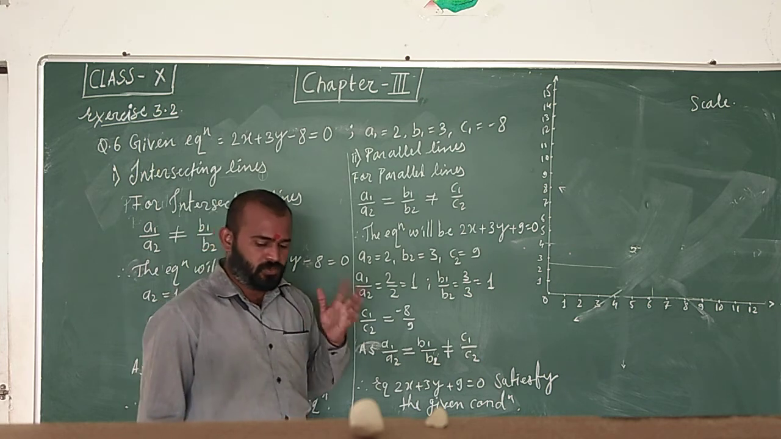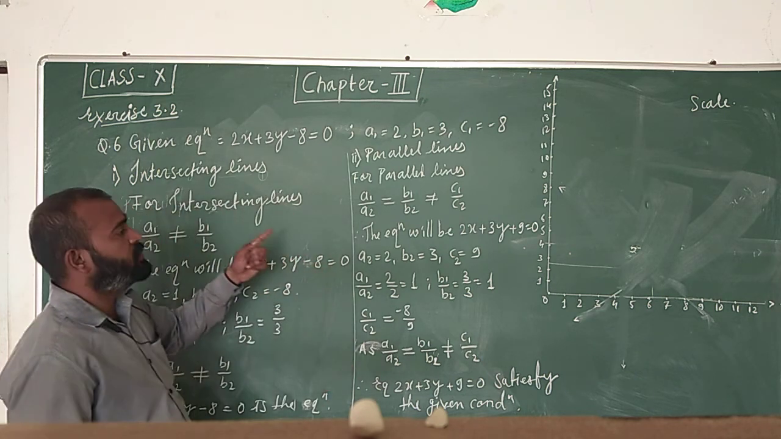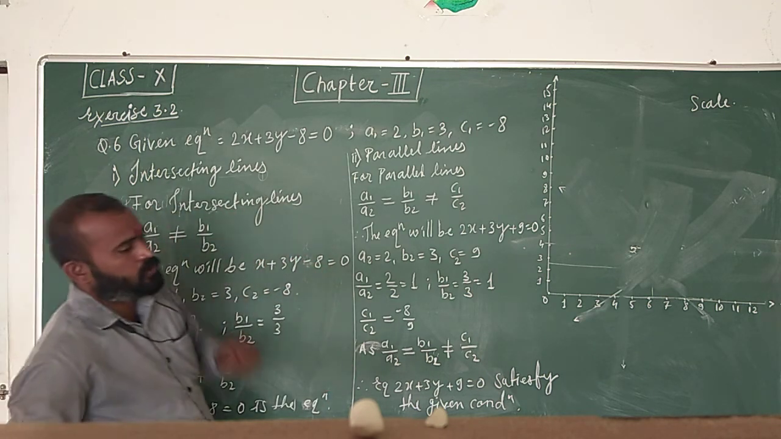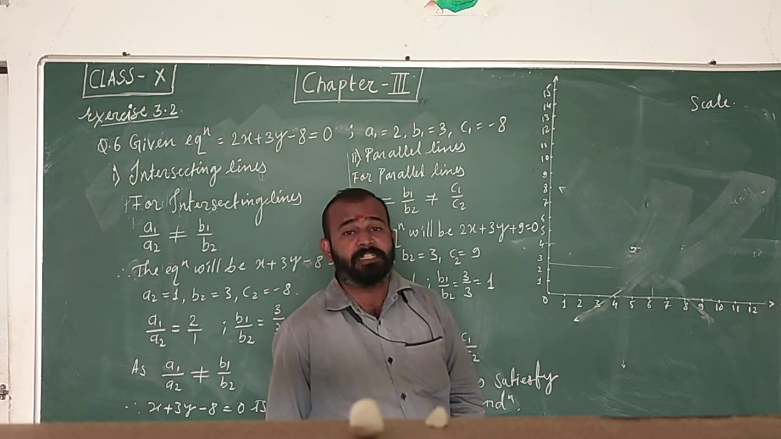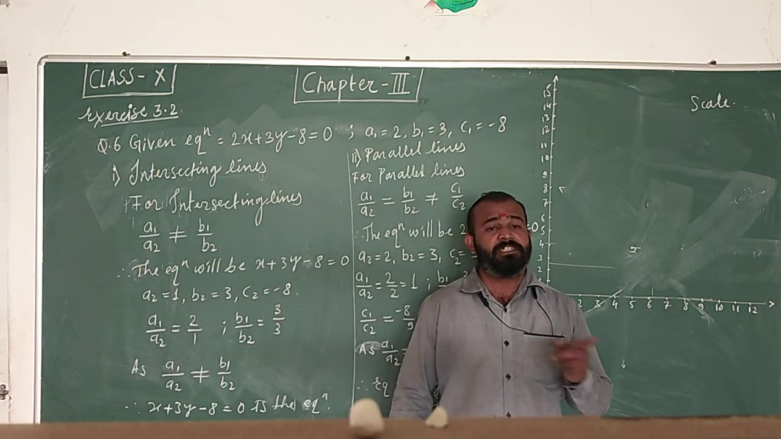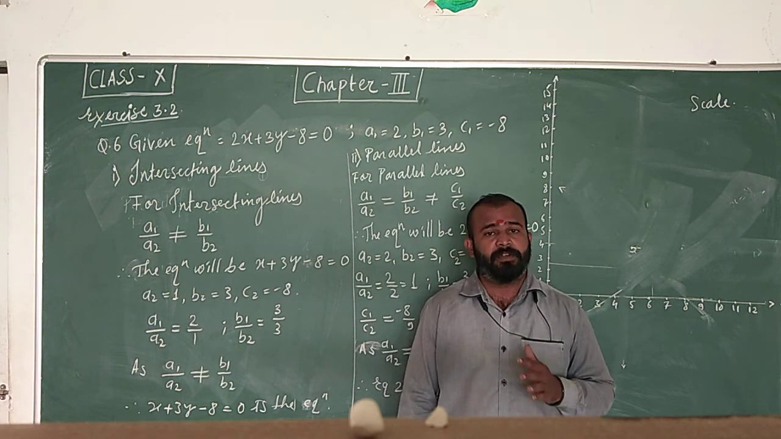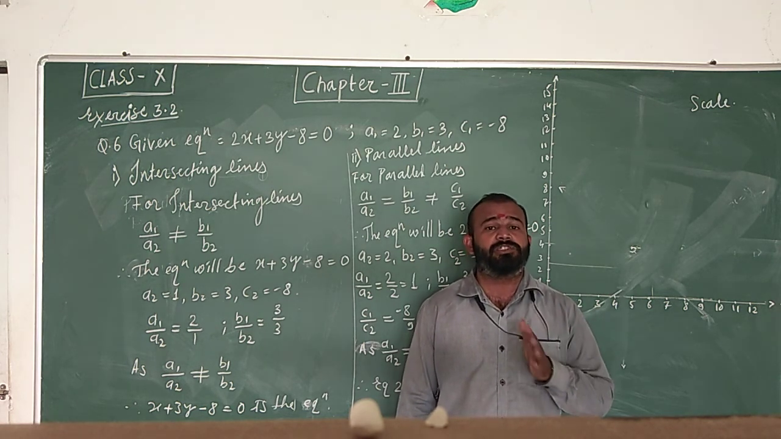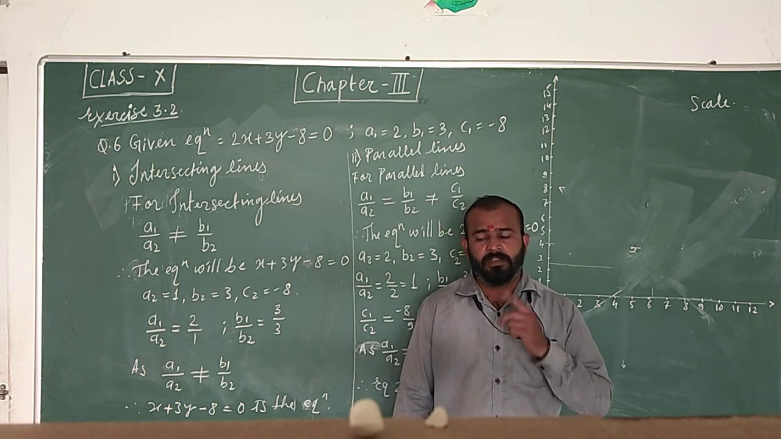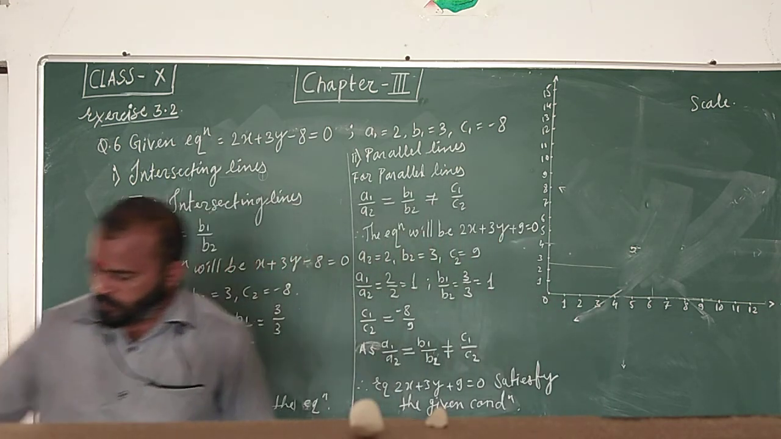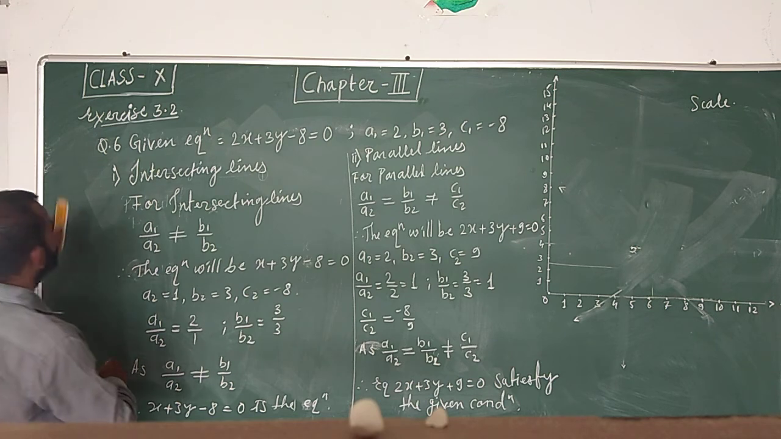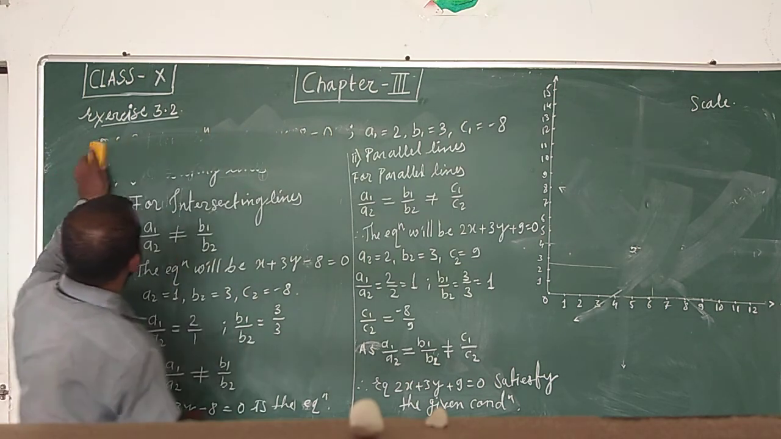Okay? So next I will be solving only these two questions. Third condition is for coincident lines, and that you have to solve and give me the equation which will satisfy the coincident lines. Okay? Now next question, that is I think the last question of this exercise.